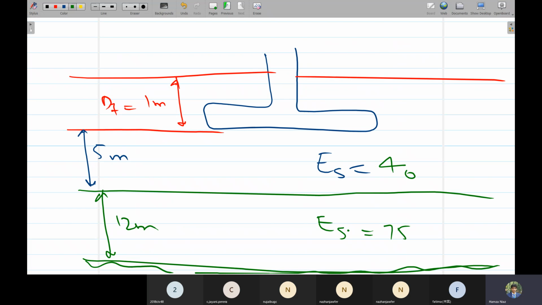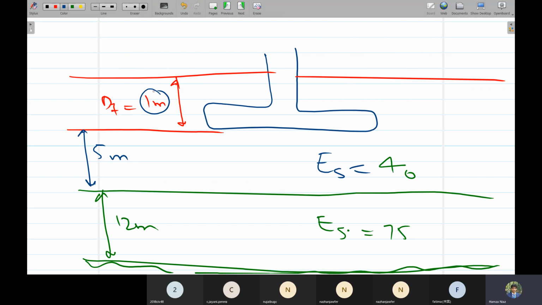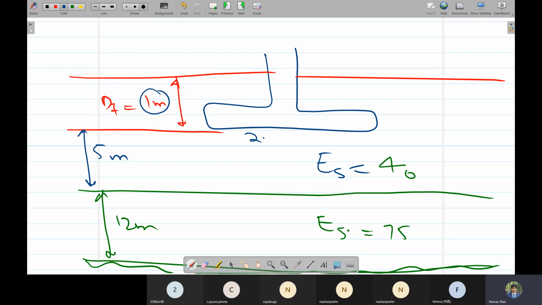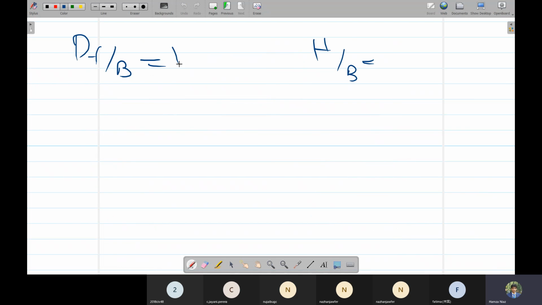There are two methods here. If two layers are given like this, we have to find two things. The first is Df by B, and the second is H over B. Df by B is simply 1 meter divided by the width of footing, which is 2 meters. So 1 by 2, that is 0.5.